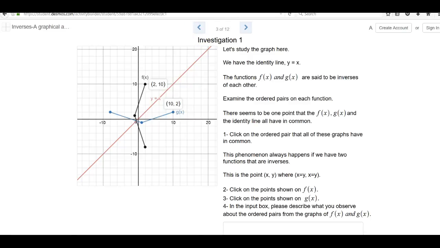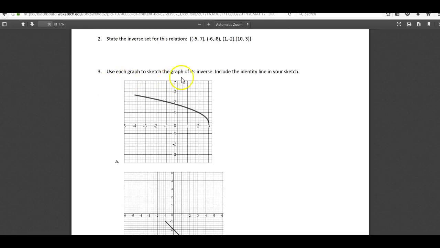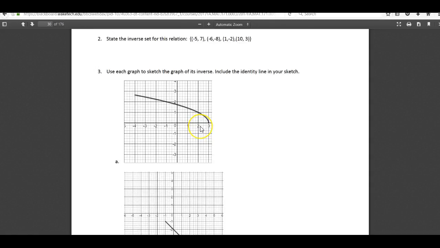So now let's go back to the lab manual. Let's look at number 3. It says, use each graph to sketch the graph of its inverse. Include the identity line. I have no idea what the equation of these graphs are, so I can't put them into Desmos and find the inverse some way. But I can observe points on each graph, sketch the reverse of those points, and then draw the line y equals x to verify that I have indeed drawn the inverse graph, even though I don't really know what the function is.